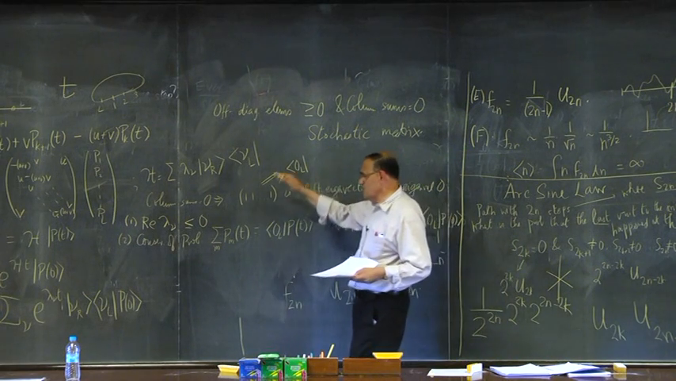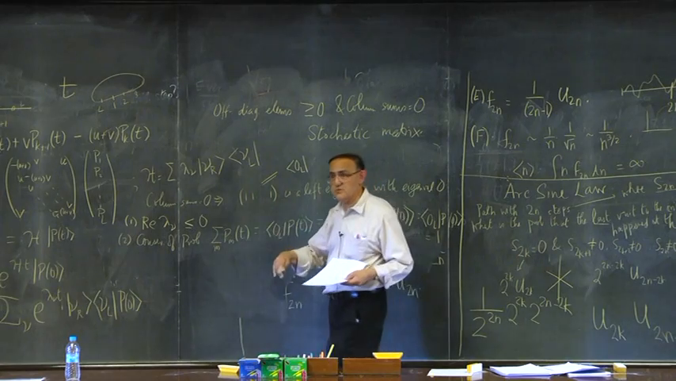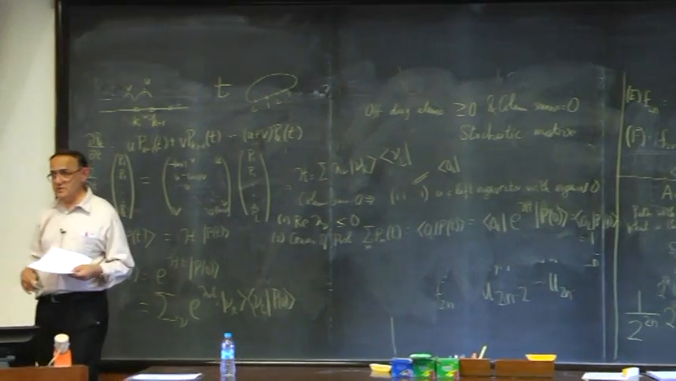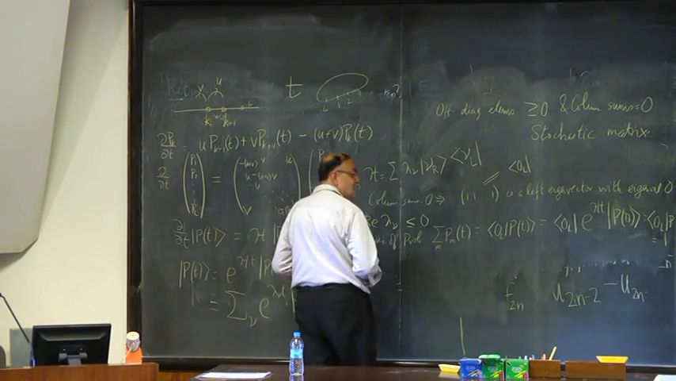By the way, you notice we are not using the explicit form of this matrix very much. We are just using the fact that column sums are 0. So what I am saying is rather general. This holds for any stochastic matrix, and this is what we will use to advantage later. 3.